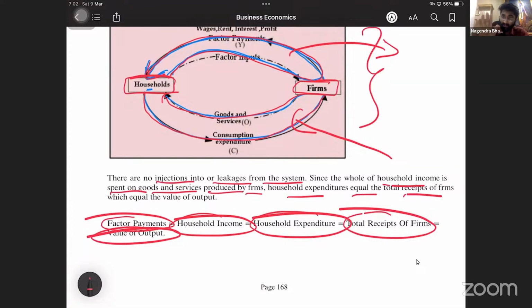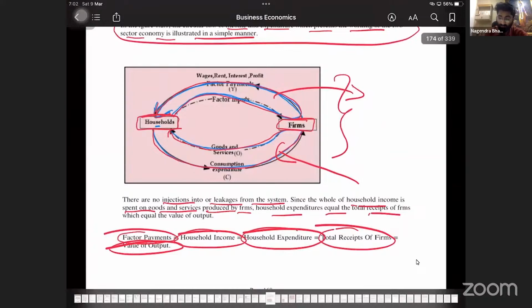You receive that factor payment. What do you do with this factor payment? You start spending it on the goods. Who gave the goods? I give you the goods. Again, your expenditure is my income. Everything is equal here. I gave you the money, that is equal to your income. You spend that money, that is equal to my income. Finish. So this is the two-sector model.